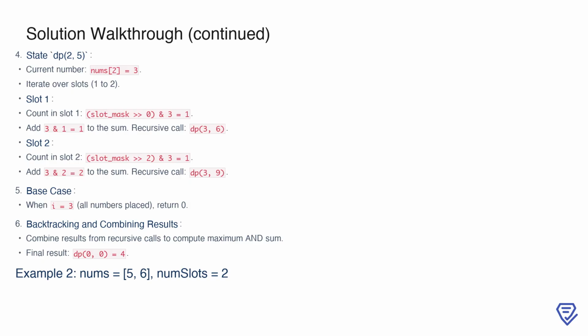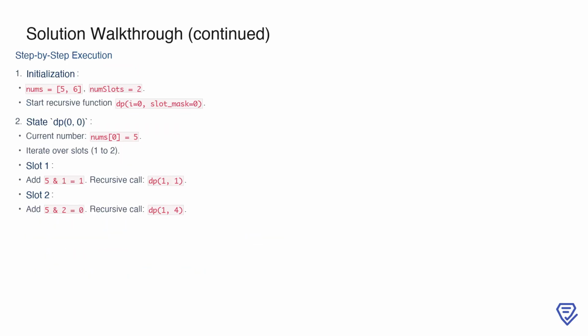With this example complete, let's explore another scenario with a new input. In this new example, we have nums equals [5, 6] and num_slots equals 2. The recursive function begins at dp(0, 0). Here, we are placing the first number, nums[0] equals 5. We iterate over the slots, starting with slot 1.